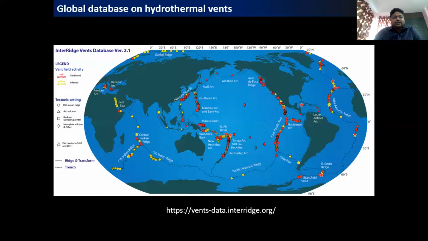So far, this is the database I have collected over the last year, I think. These are the locations of hydrothermal vents all over the globe, where people have found the presence of hydrothermal vents, where the red symbols are confirmed, that people have gone there, collected the hydrothermal vent fluid samples and studied them, and the yellow ones are inferred. And the most interesting thing is that more than 95% of them have been found in mid-oceanic ridge environments.